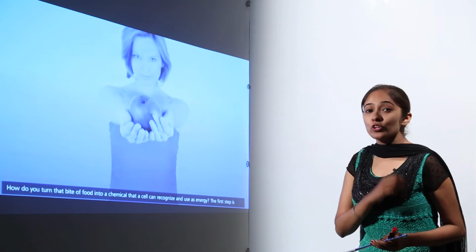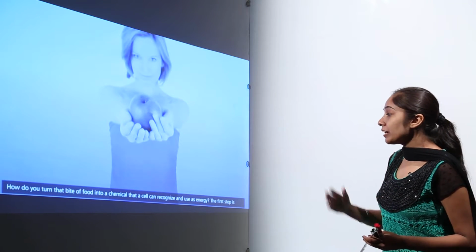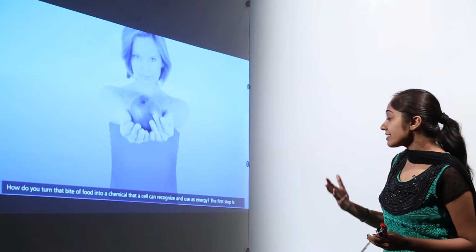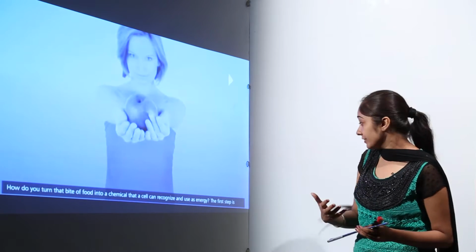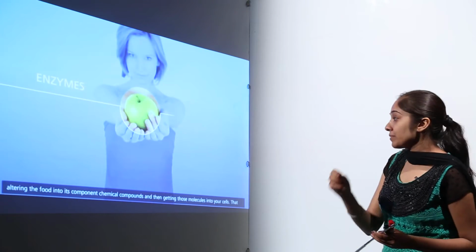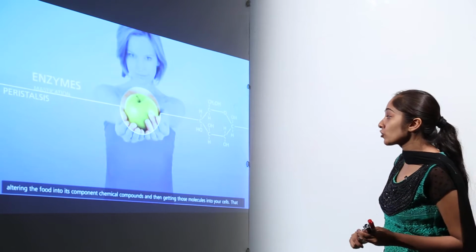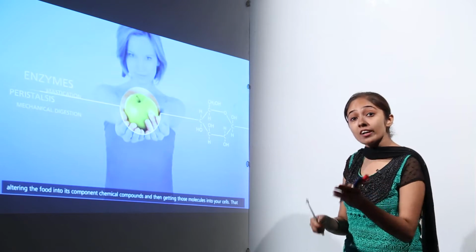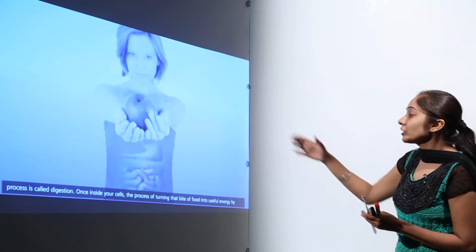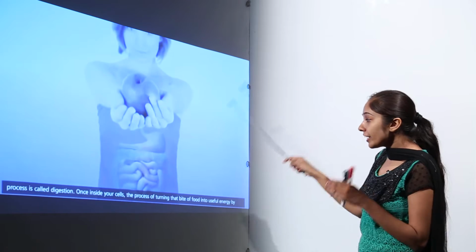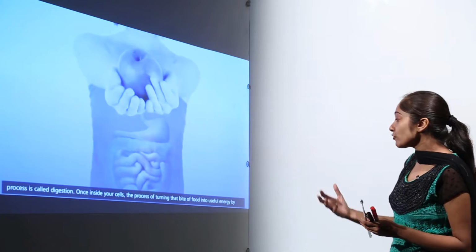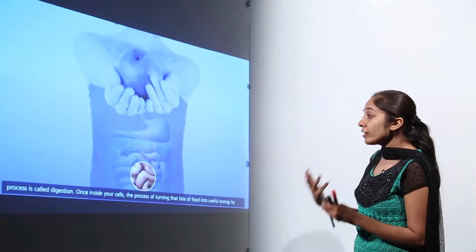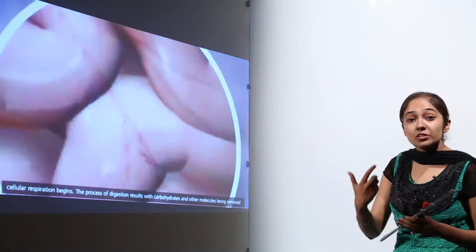Now it's time to recall. How do you turn that bite of food into a chemical that a cell can recognize and use as energy? The first step is altering the food into its component chemical compounds and then getting those molecules into your cells. This process is known as digestion. Once inside your cells, the process of turning that bite of food into useful energy begins, by the process of cellular respiration.